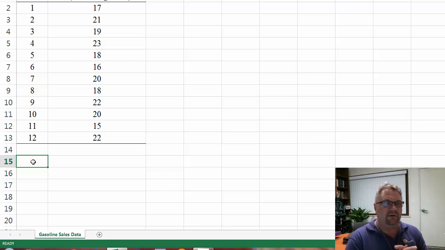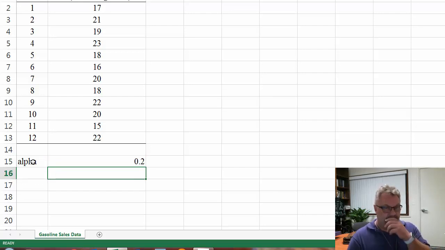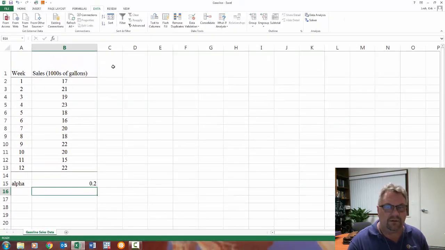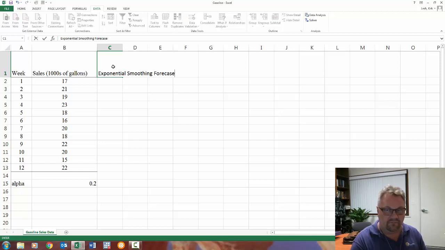So the idea here is we've got what we call a smoothing constant, and we call it alpha. So I need an alpha. Now I'll go through the example in the book so that you can reference everything, but our smoothing constant here is 20%. And so the idea here is going to be our exponential smoothing forecast.